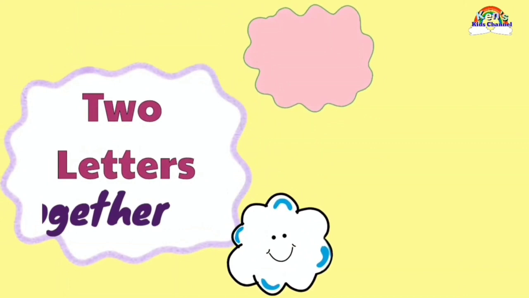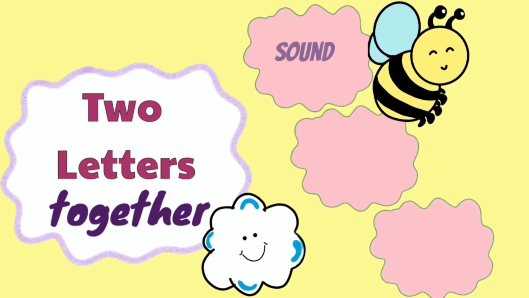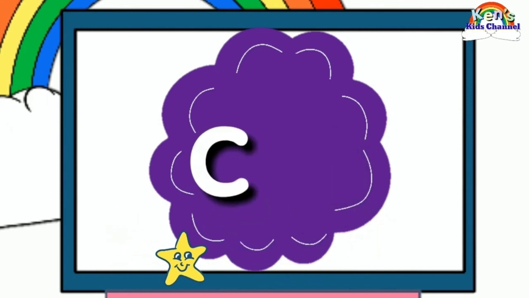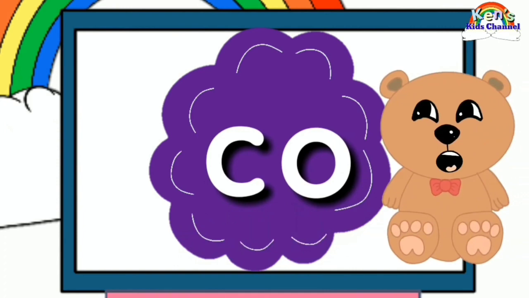Now let's blend two letters together. Remember, we have to say the sound. Sound, sound, sound. Now let's begin. B, a, ba. K, a, ka.